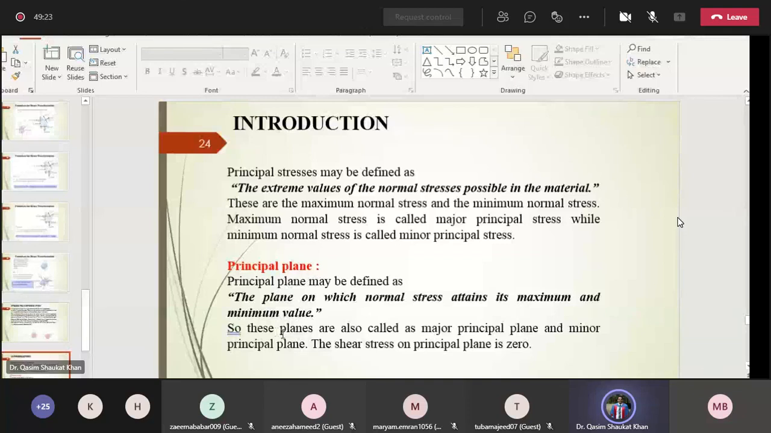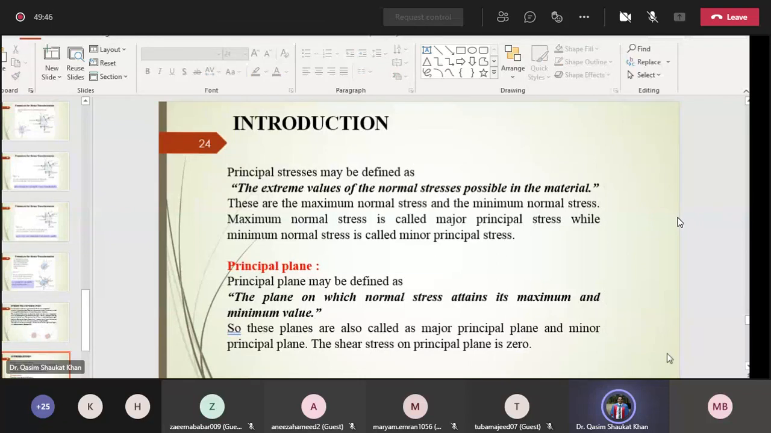And one more thing to be noted: we will prove this, that the shear stress on the principal planes is zero. We will prove that the shear stress on the principal plane is zero.